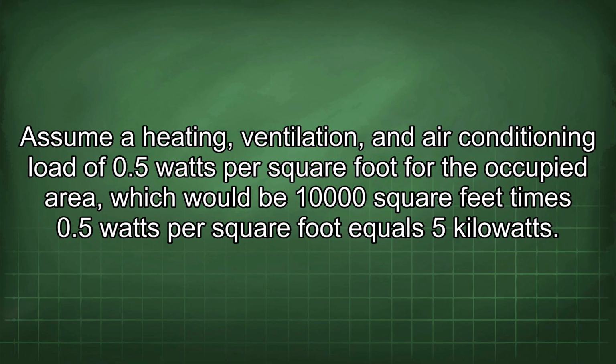Assume a heating, ventilation, and air conditioning load of 0.5 watts per square foot for the occupied area, which would be 10,000 square feet times 0.5 watts per square foot equals 5 kilowatts.